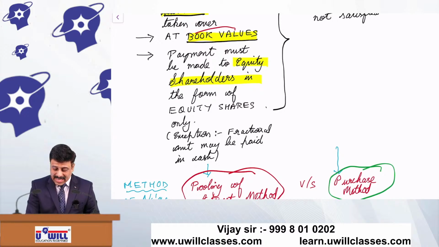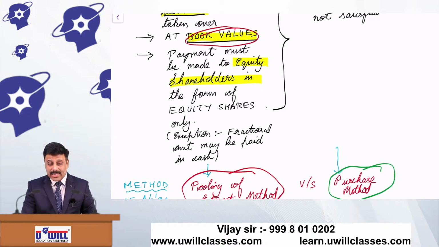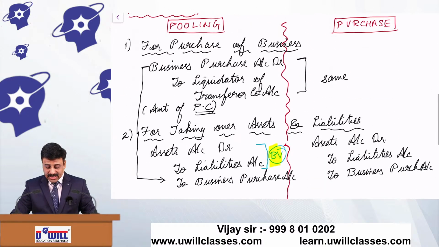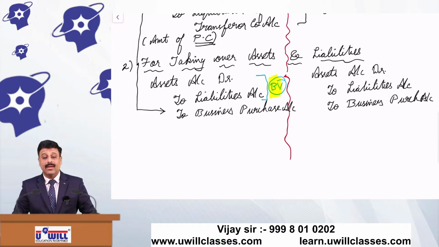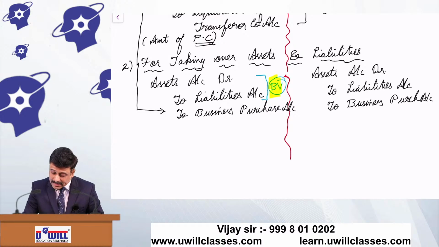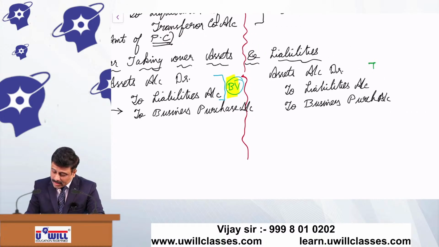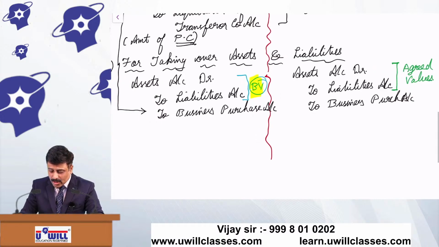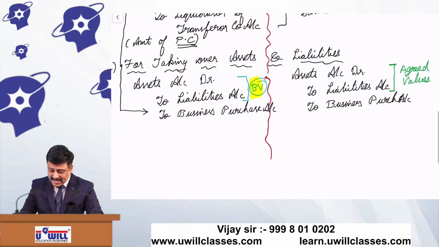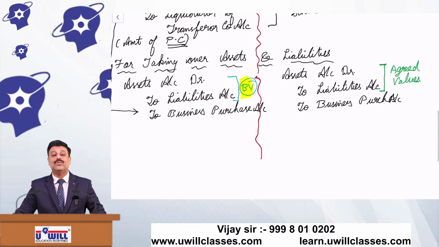When assets and liabilities are taken over at book values. So in this first method, pooling of interest method, assets will be recorded at book value, liabilities will also be recorded at book value. Whereas in case of this method, they will be recorded at agreed values, if given in the question. If not given, then obviously book value, but otherwise they will be recorded at agreed values.